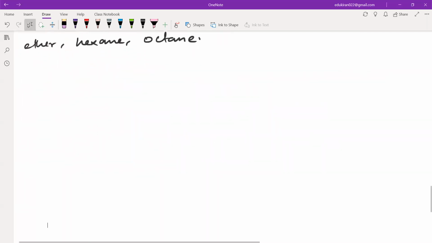Next, the chemical properties. Now, in chemical properties, the most important property of alkynes is the acidic nature of alkynes.